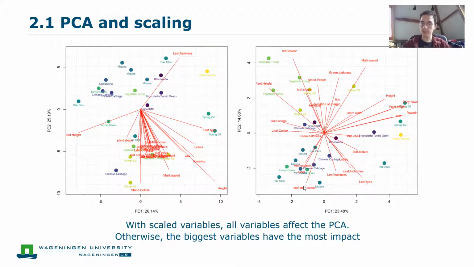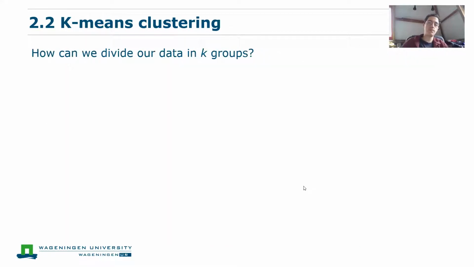So with this, I think we finished PCA. You probably have some questions, but hopefully we can communicate through some online channel to solve those questions. The next technique that we're going to talk about is k-means clustering. And k-means clustering is just a way to answer the question, how can we divide our data in k groups?